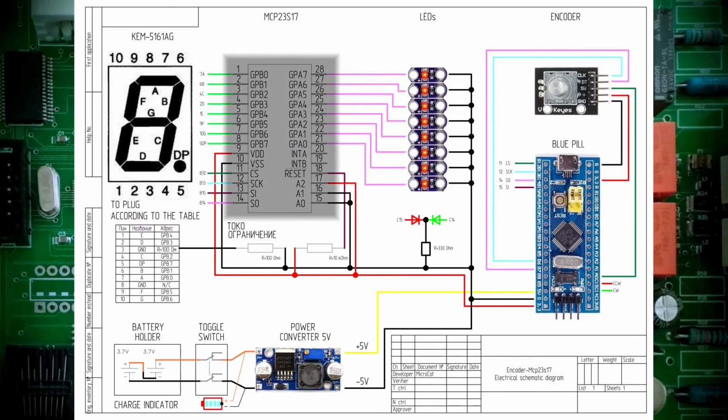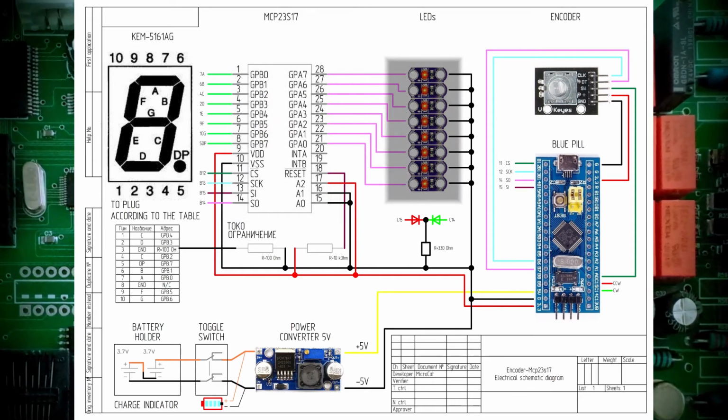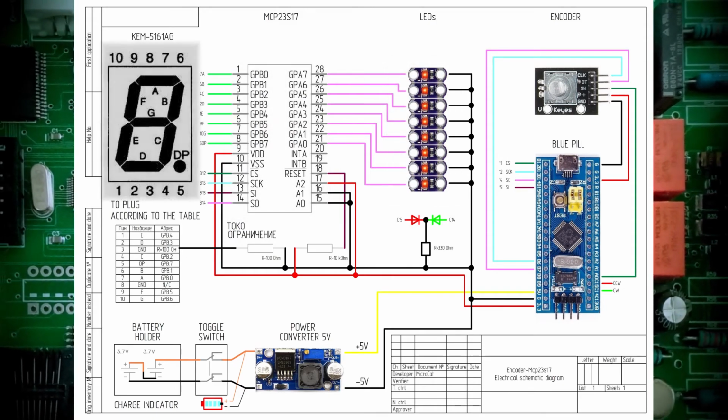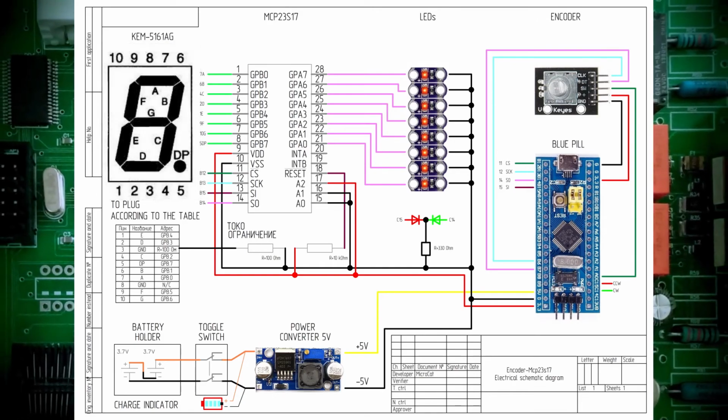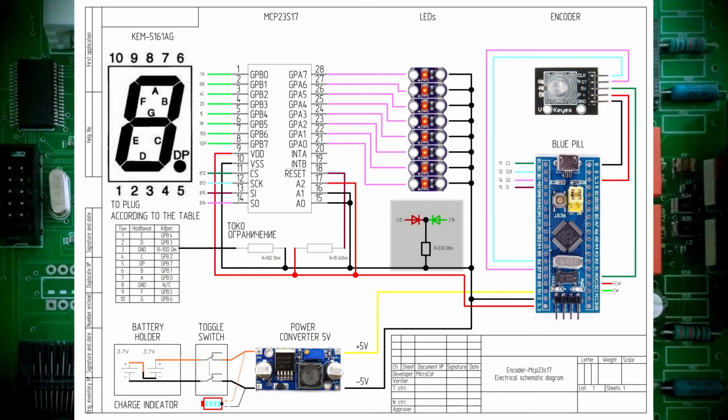MCP23S17 register. The register uses both ports. Port A has 8 LEDs, port B has a 7-segment LED. A double LED is used to indicate the direction of rotation.